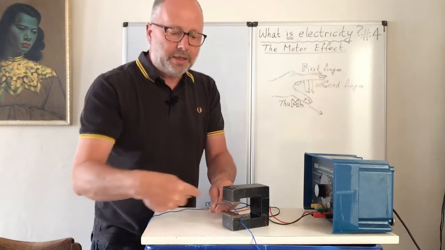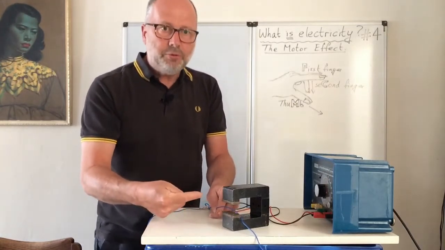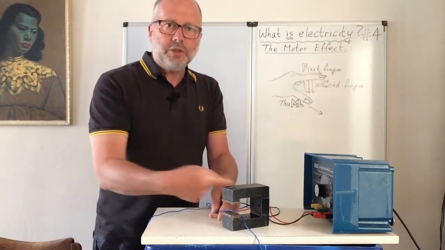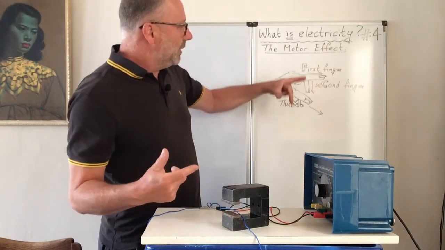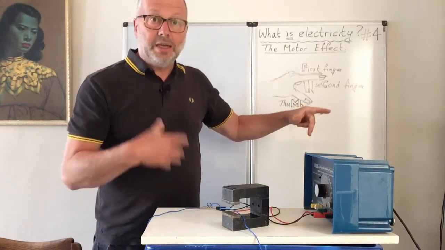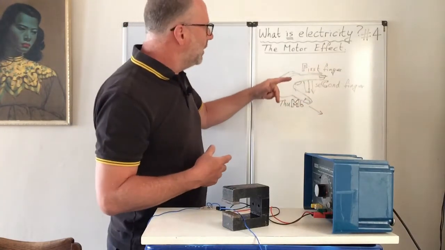Magnetic field's going that way, current's going that way, and then the movement goes that way. So all these three things are all at right angles to each other. And this little thing here tells you which way it's going to move. They'll ask you this in the exam.